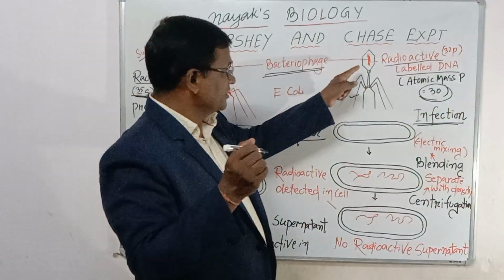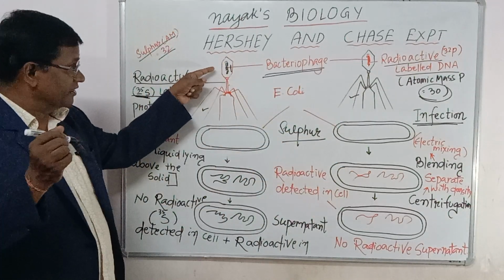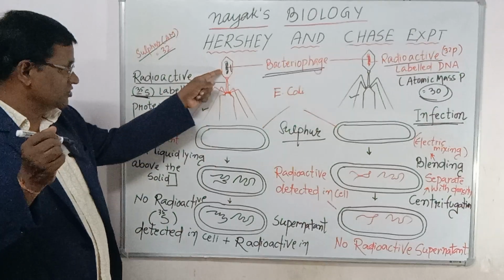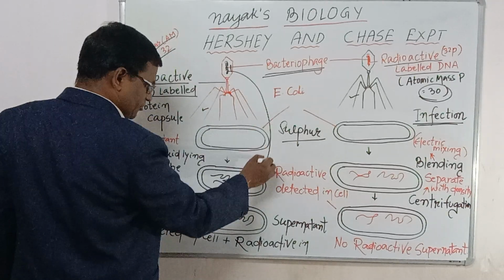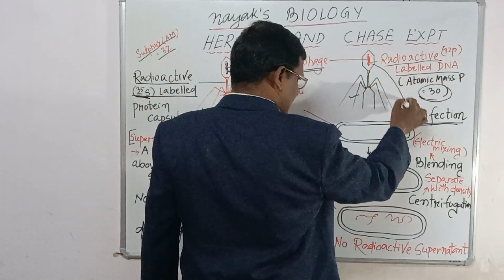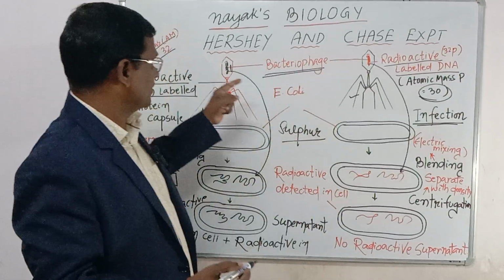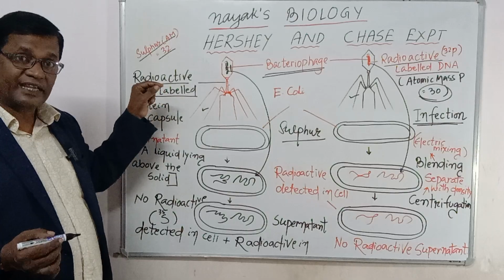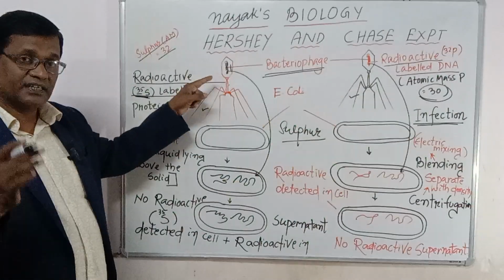Here I marked the genetic material, DNA, as black, and here also black. That means this genetic material, the DNA present here, entered into the bacteria. Now one question: here I marked red, but here it is black, because when I kept it in the radioactive sulfur solution, the bacterial DNA is not affected.